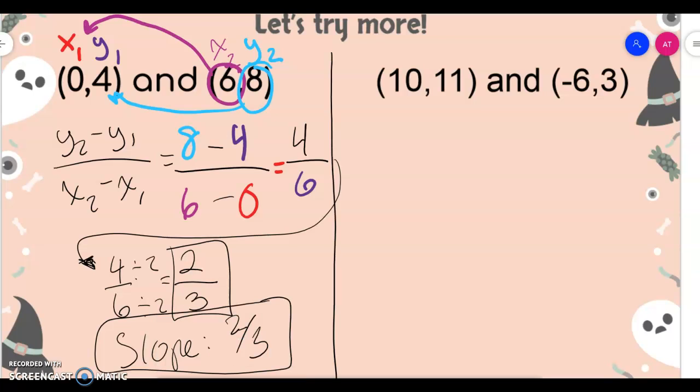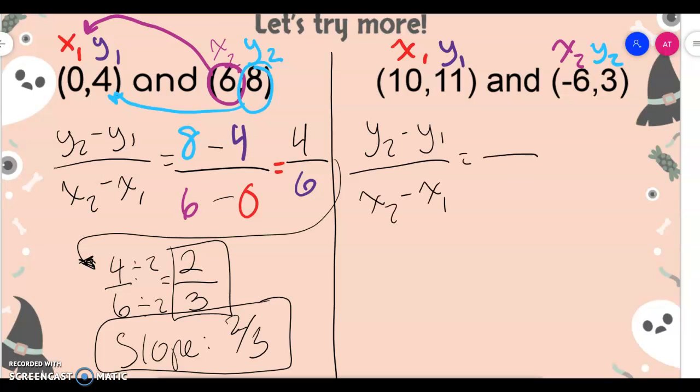Moving to the next one, let's label it again. x1, y1, x2, y2. So I have y2 minus y1 over x2 minus x1. I want you to pause this video and figure out what my final slope answer is going to be. Now that you've paused it, let's see if you got the right answer. So I have 3, a minus, an 11 on the top. And on the bottom, I have a negative 6 and a 10.